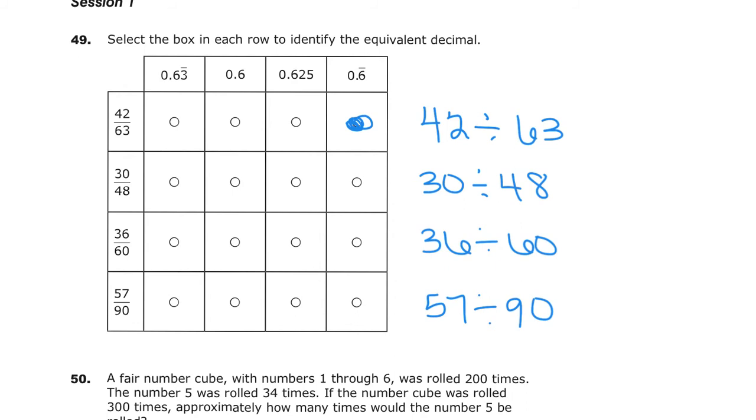Brooklyn? 0.625. All right, how about our third one, 36 over 60? Keelan? 0.6. And our last one, Sam? 0.63 with a repeated 3. Excellent. Those are the types of problems that make us feel better. Like, woohoo, at least I'll get that right.